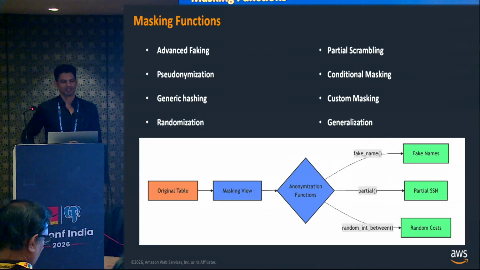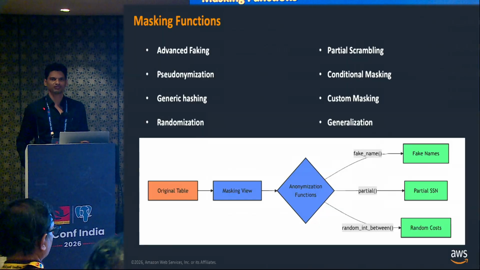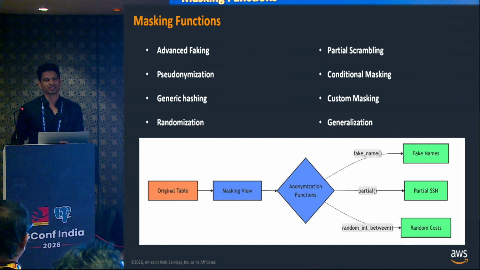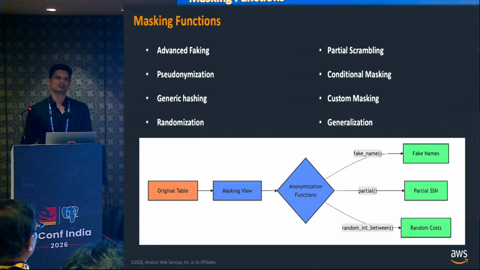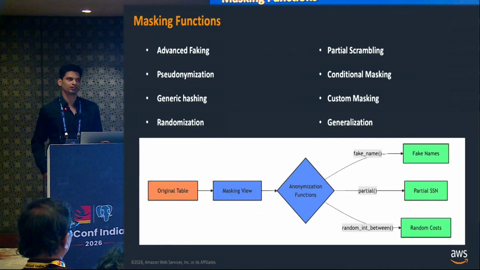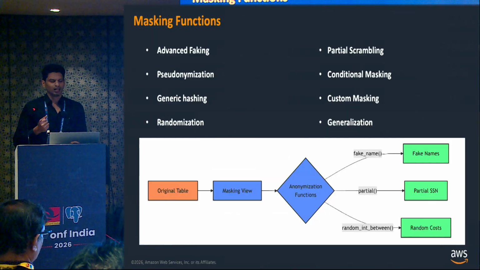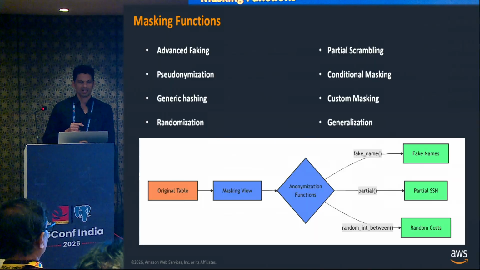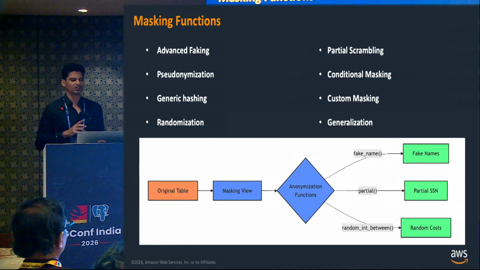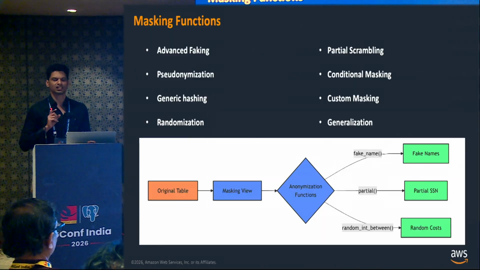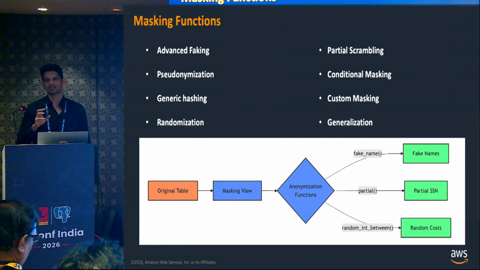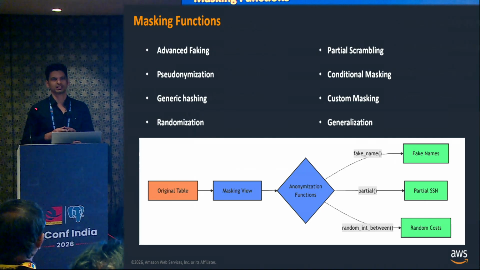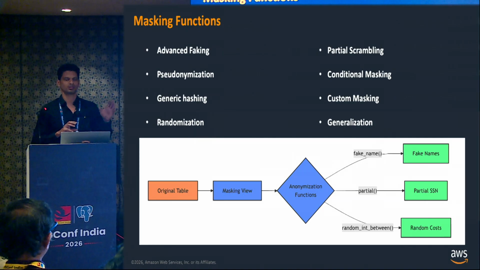Next we have masking functions. These are the advanced masking functions introduced in PG Anonymizer in the latest version. First, advanced faking replaces the original names with fake names, and it supports localization in up to 7 languages. Then we have pseudonymization. It is the same as advanced faking, but deterministic. If you have referential integrity through a foreign key relationship, you can use this, since it will always create the same name for your parent and child tables.